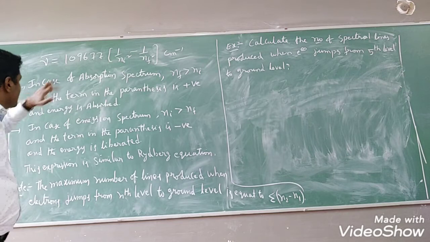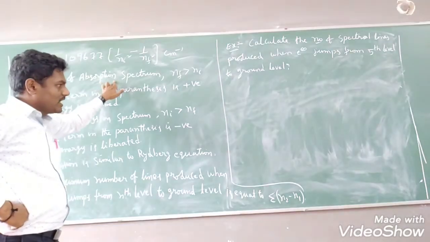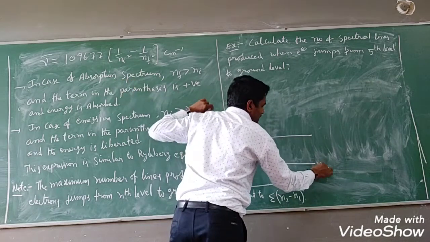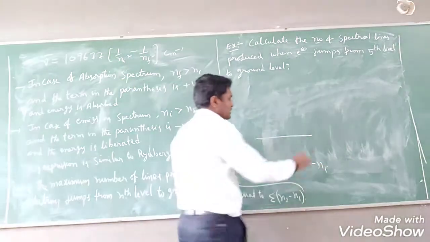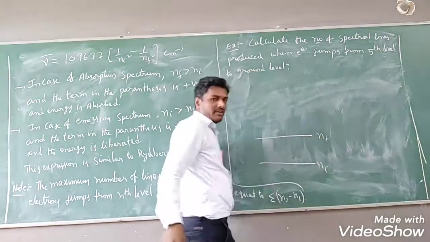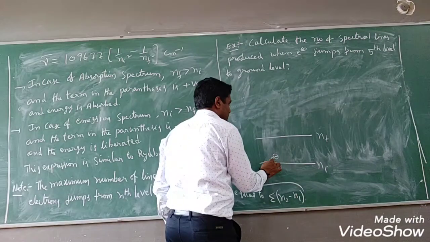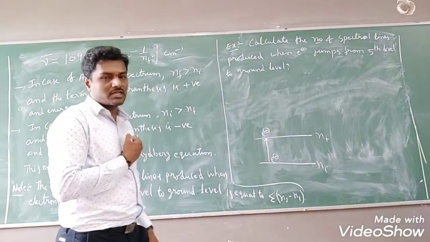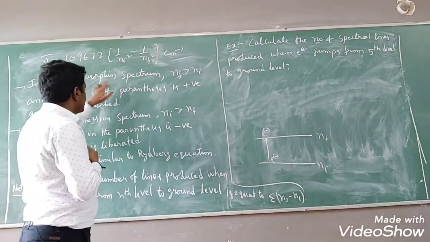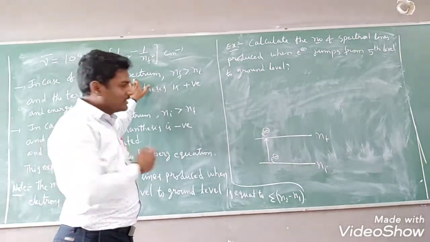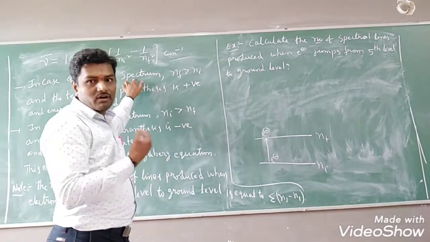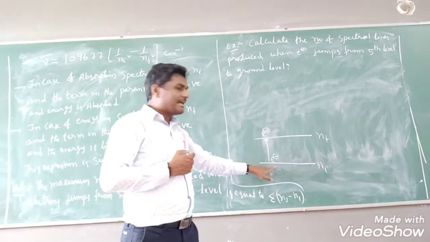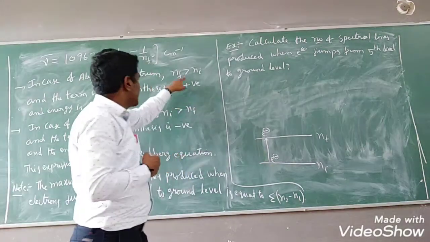In case of absorption spectrum, what does that mean, students? For example, if you take this as Ni, the initial orbit, and this as the final orbit, what happens whenever the electron jumps from the initial orbit to the final orbit? Some amount of energy is absorbed, right? Whatever spectrum is obtained during that transition, we call it the absorption spectrum. So in this case, Nf is greater than Ni.